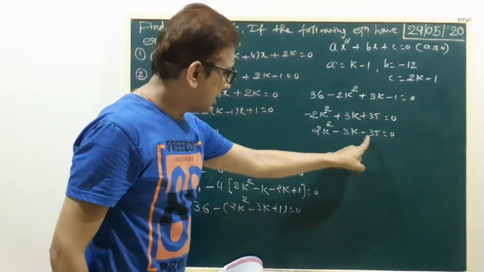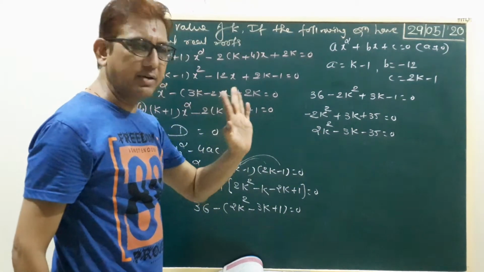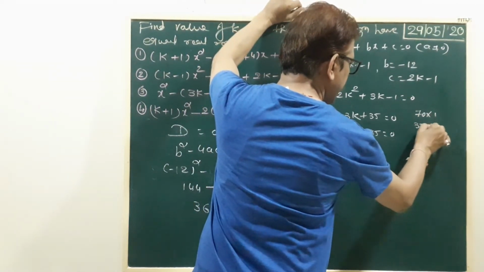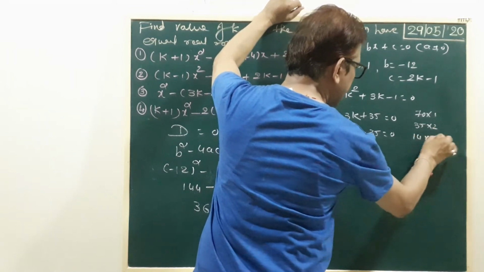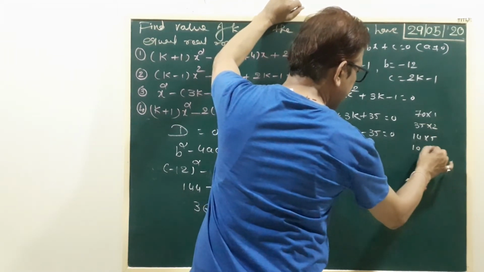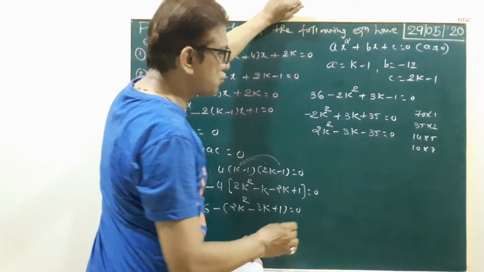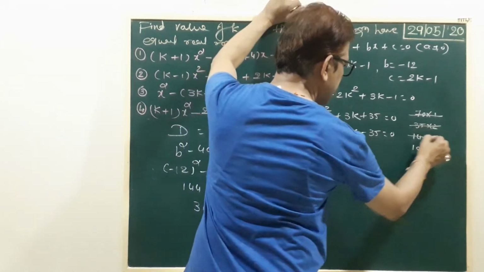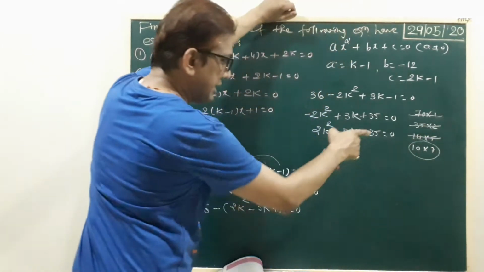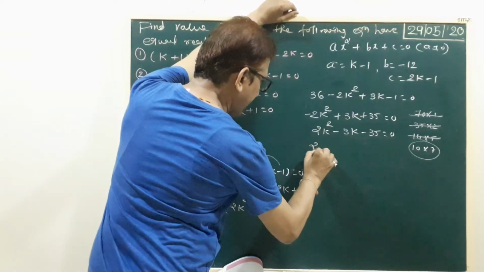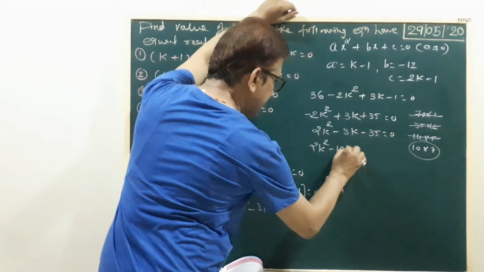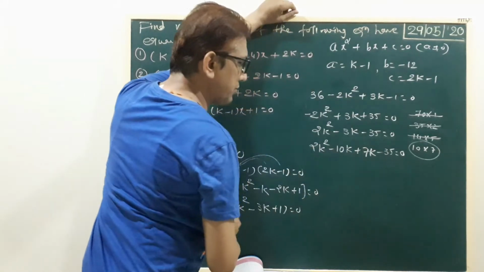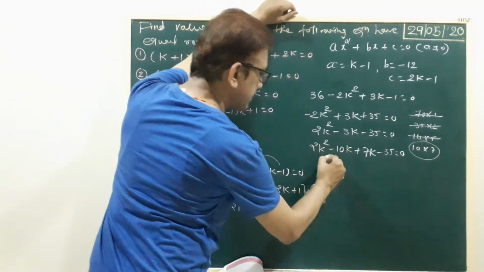Now multiply these two numbers first: 35 times 2 is 70. Now splitting 70, factorize 70: 70 1s are 70, 35 2s are 70, 14 5s are 70, and 10 7s are 70. Here the last term is negative, so subtract these two numbers. 70 minus 1, 69, not possible. 35 minus 2, not possible. 14 minus 5, 9, not possible. 10 minus 7, 3, possible. 10 is the bigger number, so we get the negative sign. 2k square minus 10k plus 7k minus 35 equal to 0. Is that clear? Minus 10 plus 7 is minus 3.